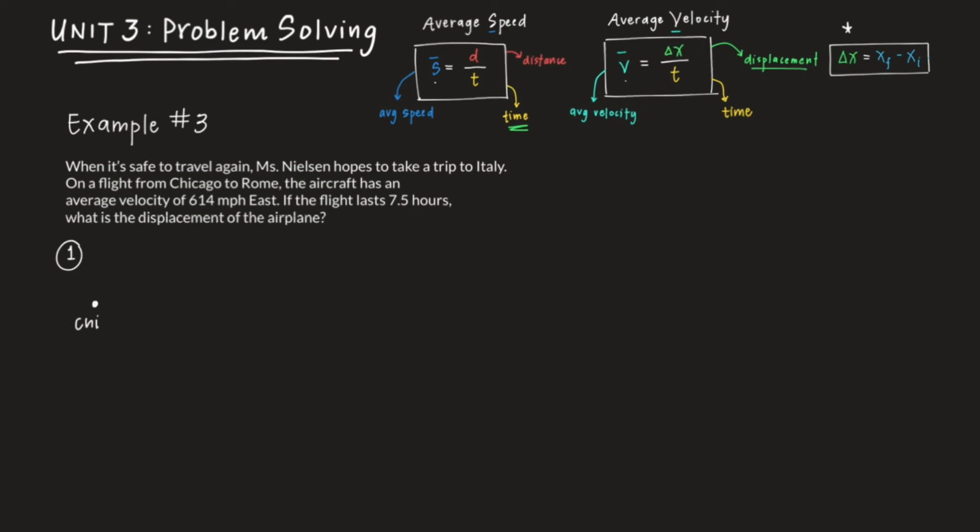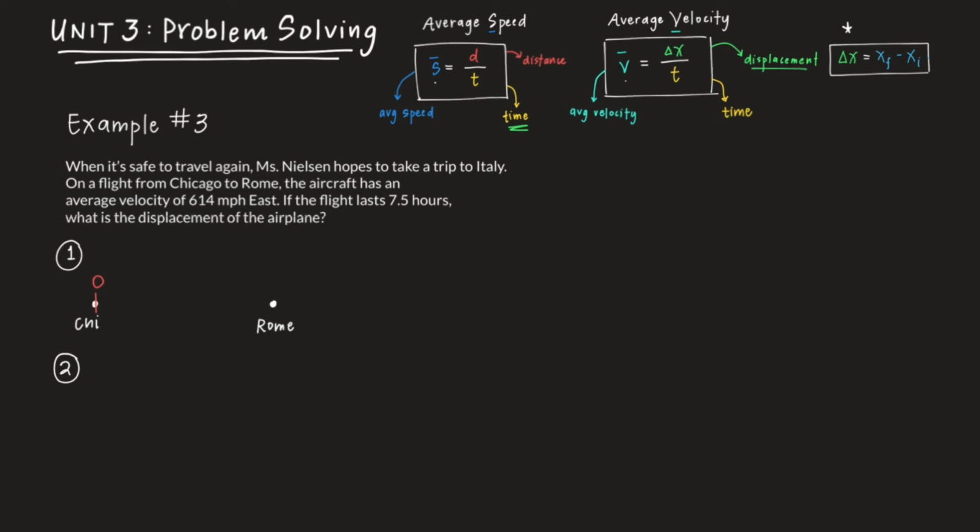So again, starting with a picture that's going to give us some context. We've got Chicago and Rome. Looking at a map, Rome is to the east or to the right of Chicago. So I'm going to make Chicago my origin, and then whatever displacement is in between them, I'm trying to find that. So my picture isn't anything really special in this problem.